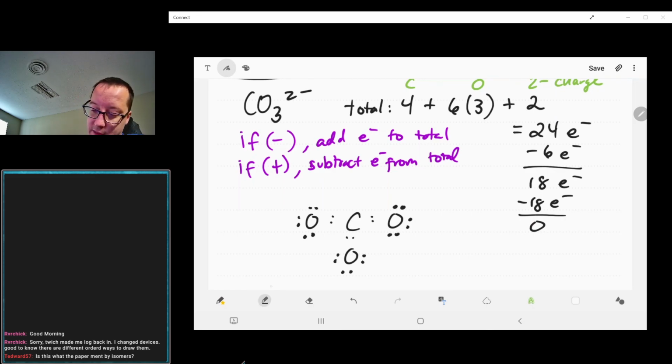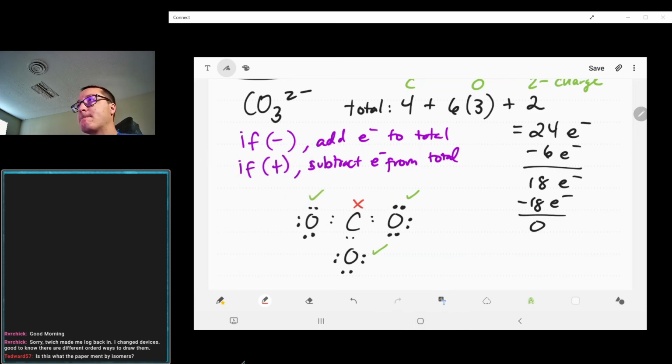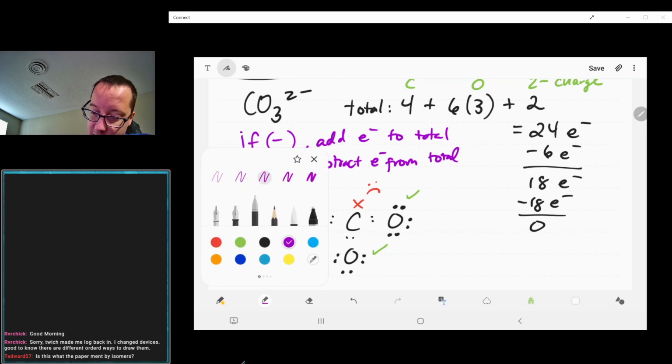Checking all of our things. We'll see the oxygens are all happy, and carbon is in fact quite sad. Poor, sad carbon. Only 6 electrons. So, again, we have options here.